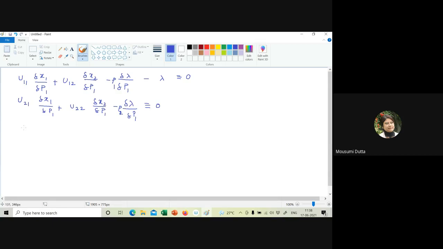Minus p1 into del x1 by del p1 minus p2 del x2 by del p2 is equal to x1. From here, del x2 by del p2 will be p1, there is a little mistake here. It will not be p2.